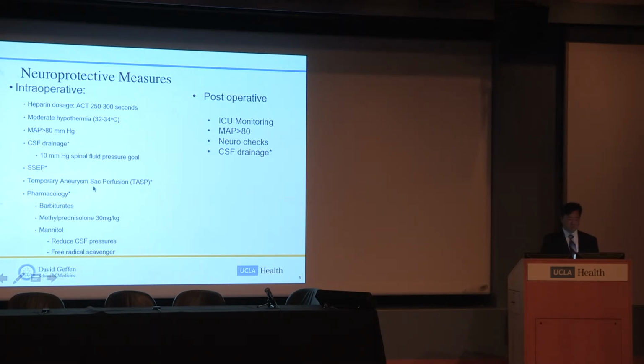I'll briefly allude to this temporary aneurysm sac perfusion concept that's coming down the line with these fenestrated graft usage, and then the pharmacology of this, whether you believe in barbiturates, steroids, or mannitol, is a matter of individual preference, in my opinion. There hasn't been a lot shown in indisputable data. In the postoperative setting, in contrast to the intraoperative period, on ICU monitoring, more for neural monitoring than necessarily hemodynamic, we maintain the same perfusion pressures that we were attempting to keep during the procedure, plus or minus CSF drainage.